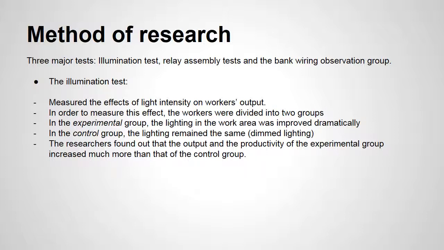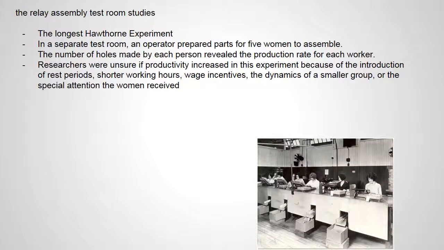The illumination test measured the effects of light intensity on workers' output. In order to measure this effect, the workers were divided into 2 groups. In the experimental group, the lighting in the work area was improved dramatically. In the control group, the lighting remained the same, which was dimmed lighting. The researchers found out that the output and the productivity of the experimental group increased much more than that of the control group.